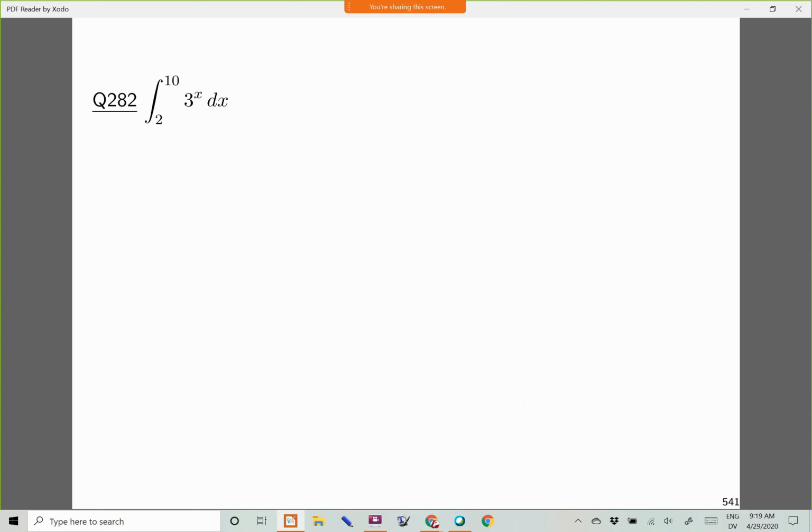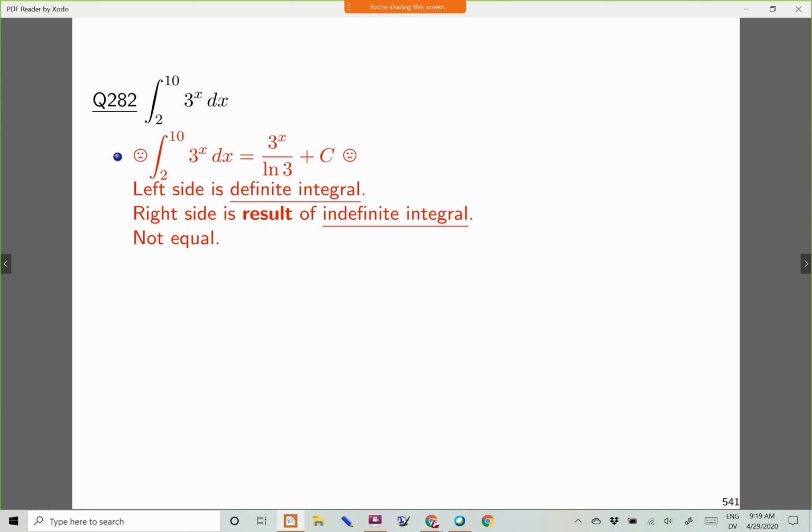We should look at an indefinite integral first. And here's another version of an error. To me, this is somehow the same error as in the past. People will take the original question and write 3 to the x over ln of 3 plus c. The problem here is that this left side is a definite integral, and this would be the result of the indefinite integral. If we looked at the antiderivative of 3 to the x, I'd be expecting a 3 to the x over ln of 3 plus c.